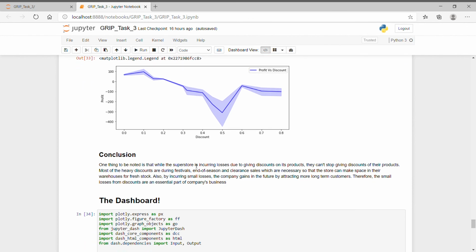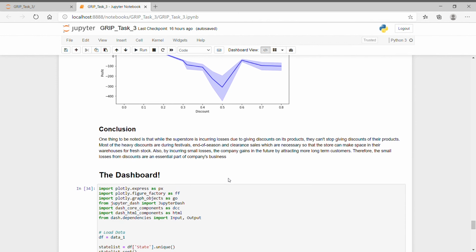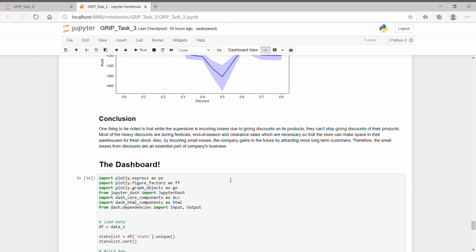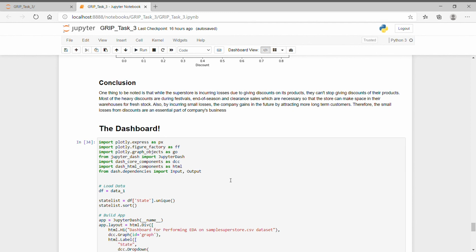After performing this EDA, we can conclude that while the superstore is incurring losses due to giving discounts on its products, they cannot stop giving discounts. Most of the heavy discounts are during festivals, end of seasons, and clearance sales, which are necessary so that the store can make space in their warehouses for fresh stock. Also, by incurring small losses, the company gains in the future by attracting more long-term customers. Therefore, the small losses from discounts are an essential part of the company's business.